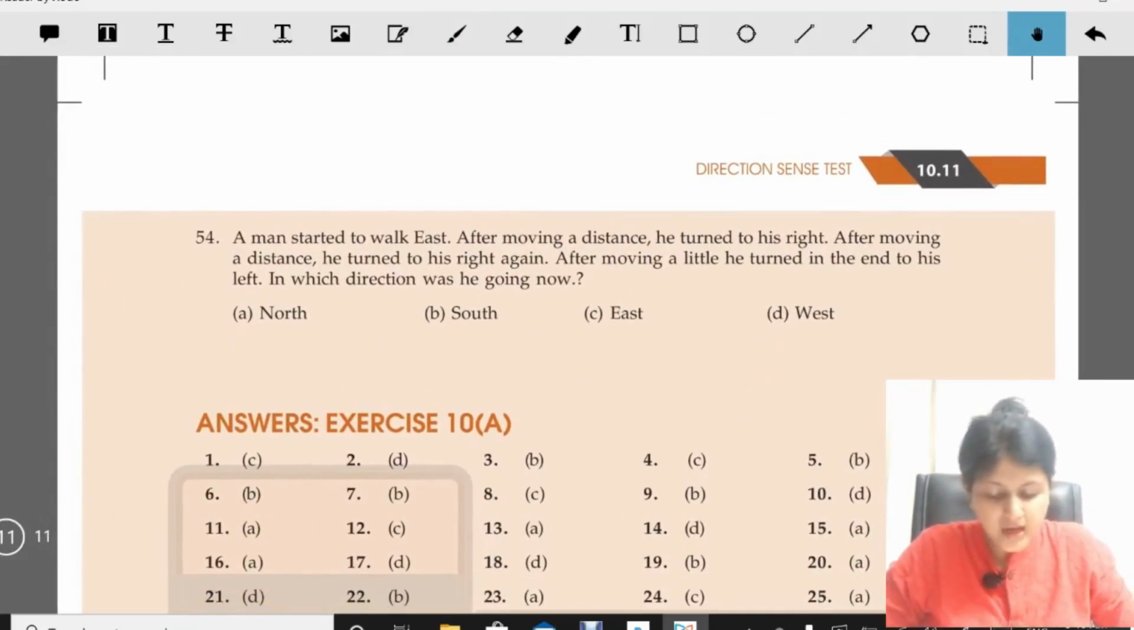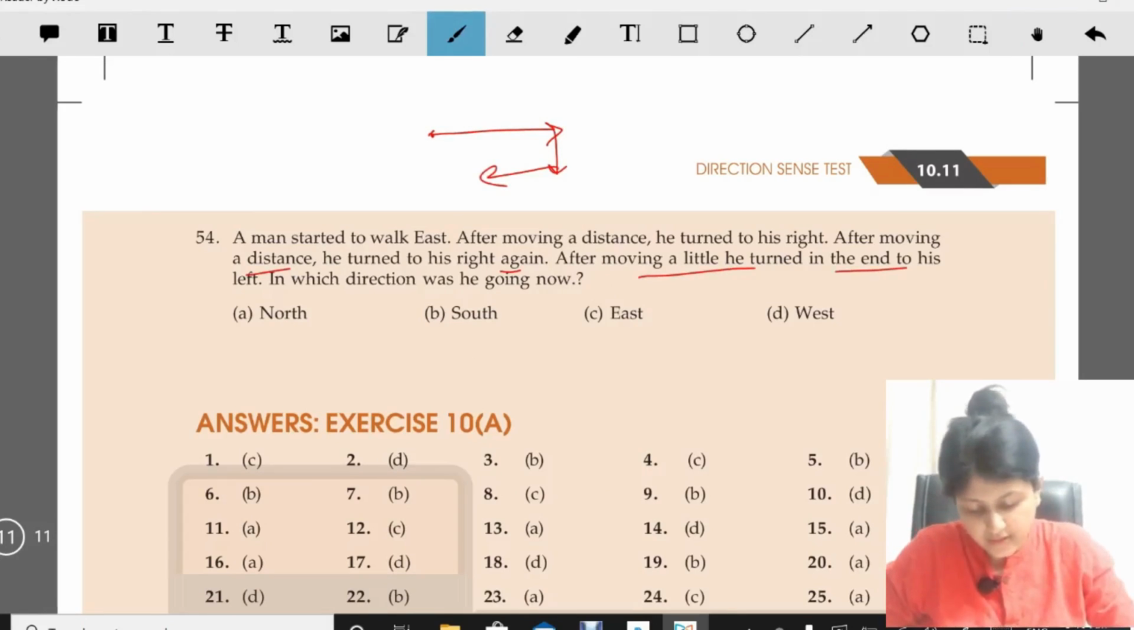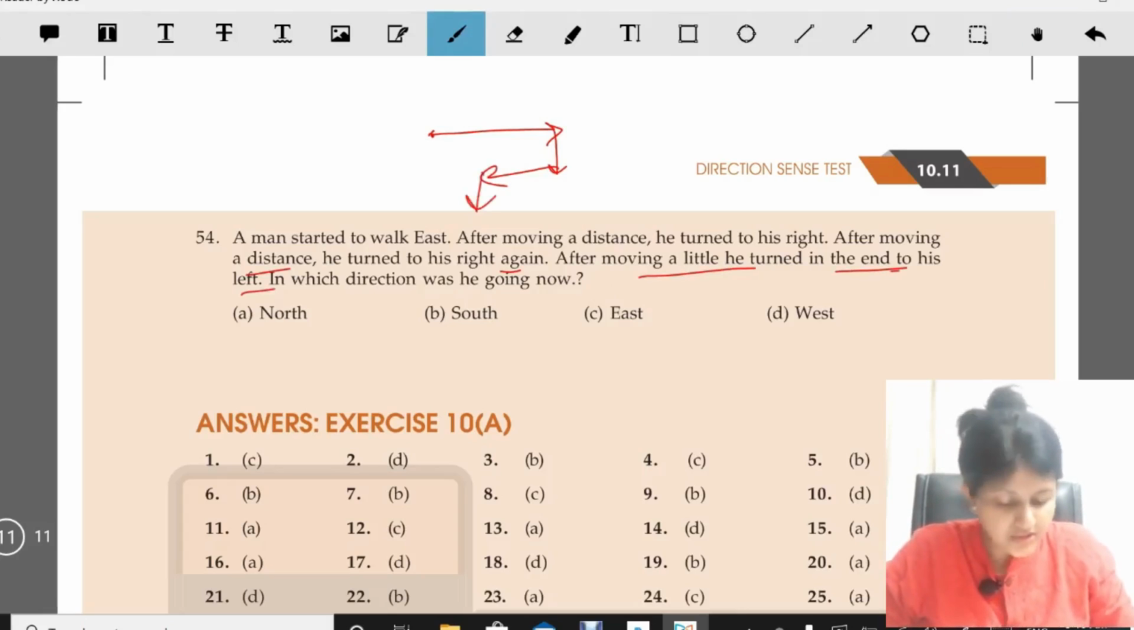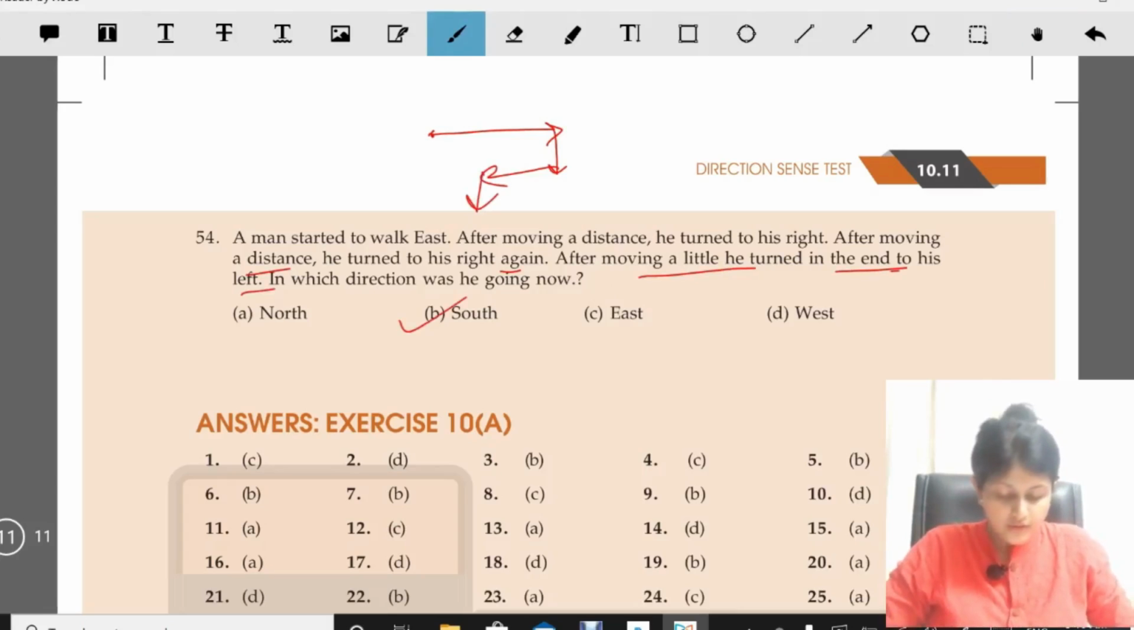Question number 54. A man started to walk east. After moving a distance, he turned to his right. After moving a distance, he turned to his right again. After moving a little, he turned in the end to his left. In which direction was he going now? He was going towards the south.